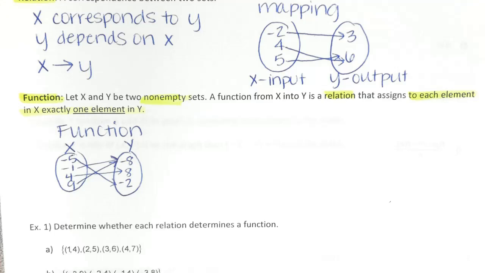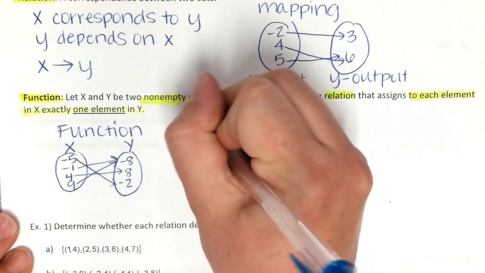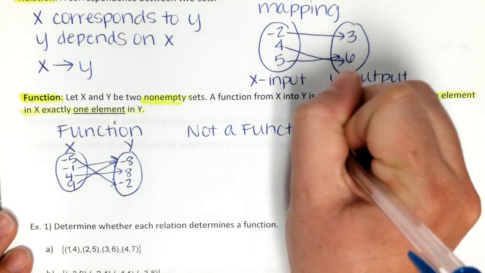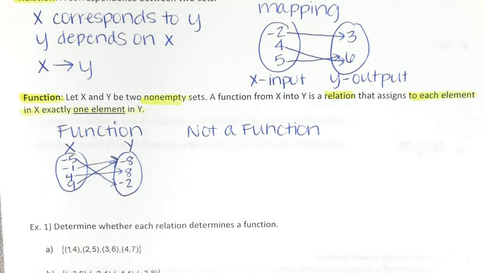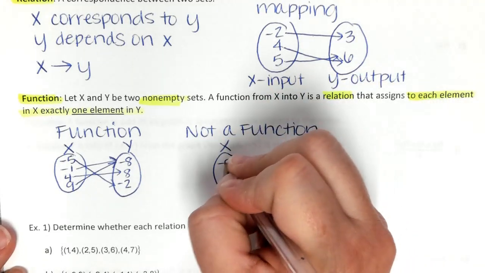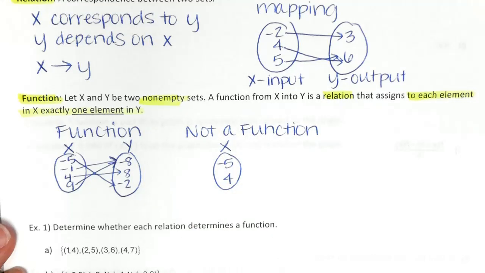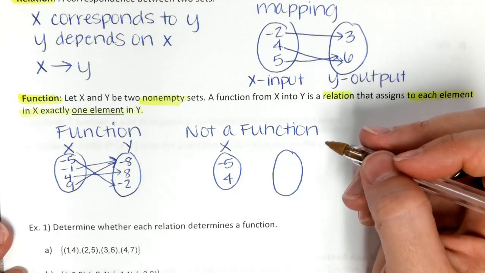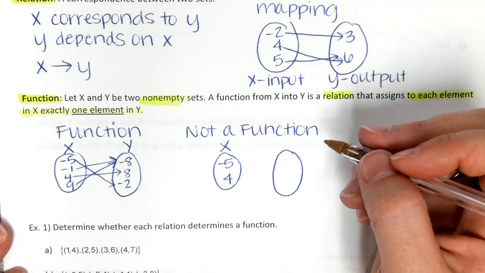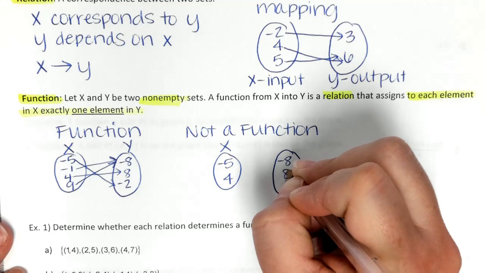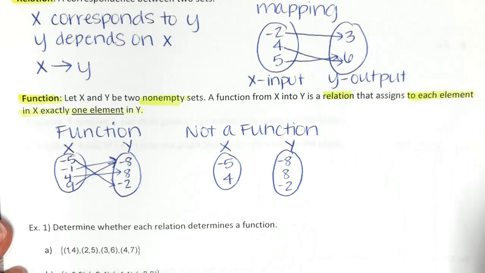Sure, LeBron. Okay. Here's an example of not a function. Negative 5, 4 is my set of x's. Negative 8, 8, and negative 2. Those are your y values.